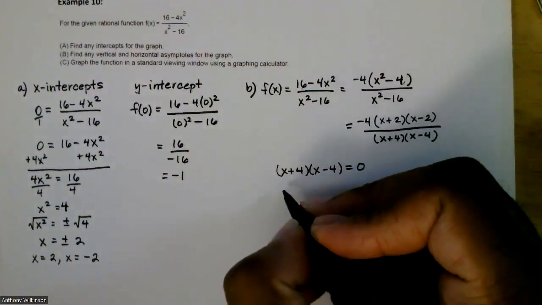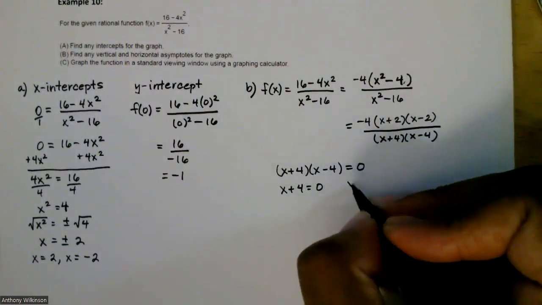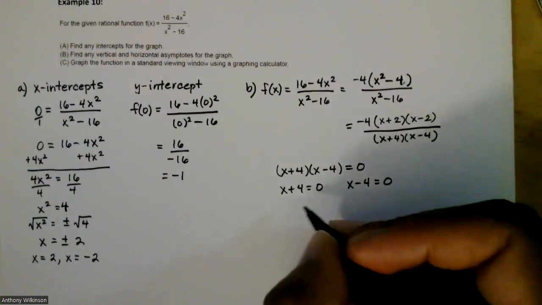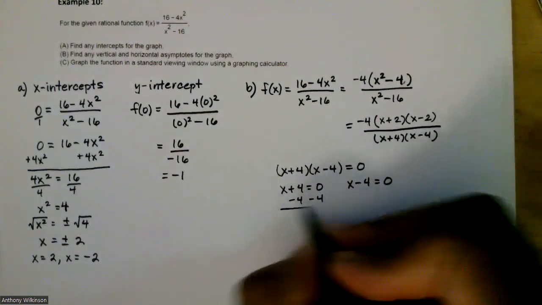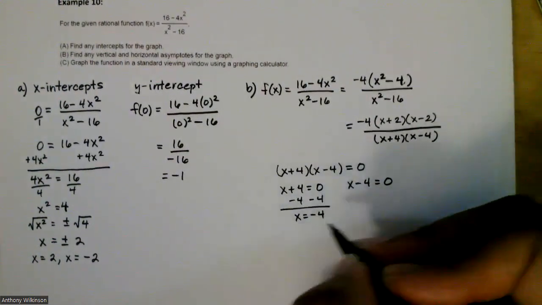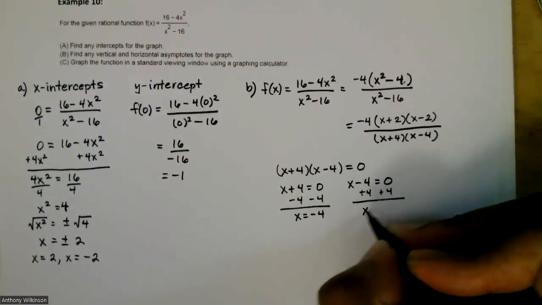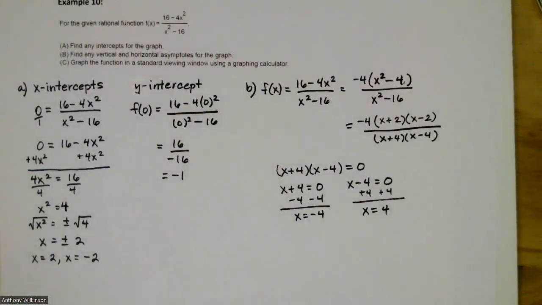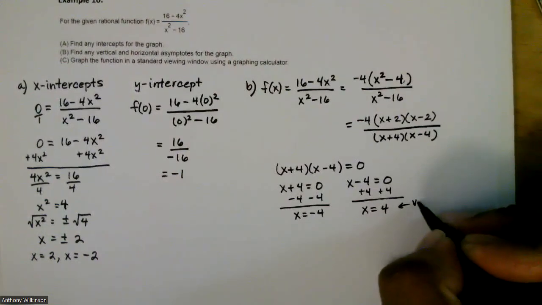So that means, in this case, x plus 4 is equal to 0, and x minus 4 is equal to 0. Each equation we will solve for x. For x plus 4 equal to 0, if I subtract 4, you'll get x equal to negative 4, and for x minus 4 equal to 0, if I add 4, you'll get x equal to 4. So these are my two vertical asymptotes, at x equals negative 4 and x equals 4. By the way, I'll just label these as vertical asymptotes.